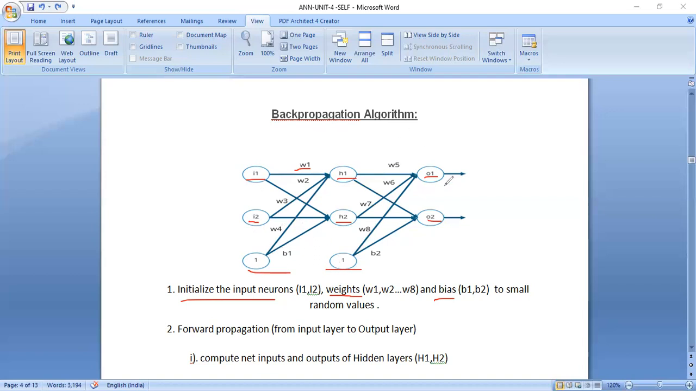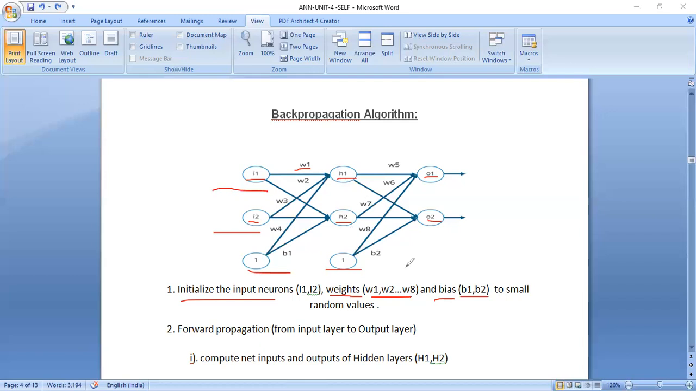Now in the backpropagation algorithm, as a first step, you should initialize the input neurons. What are our input neurons? I1 is one input neuron, I2 is another input neuron. You should initialize these two neurons with values. After that, the weights from W1 to W8 for the different signals, you should initialize those weights also. Then the bias values also. If you want to use 1, it's okay. Otherwise, you may take other bias values. This is the first step of the backpropagation algorithm.